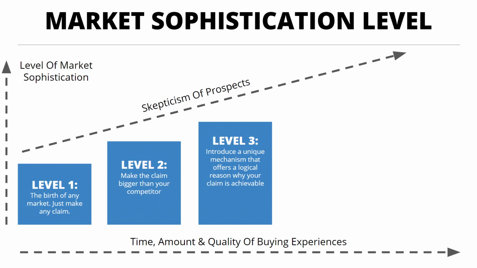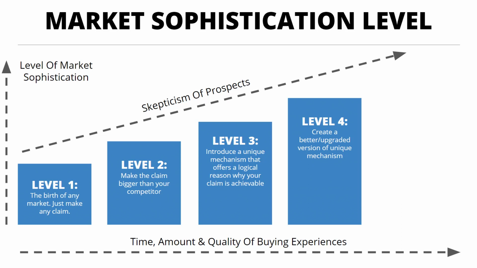But over time, prospects see this and think, I've been seeing this for a long time now. Everybody has this unique ingredient. This is nothing special. I've tried like 5 of these weight loss pills with this special fat-burning formula. I no longer believe this. I didn't get results from this. So what happens? The market evolves to the level 4 sophistication stage.